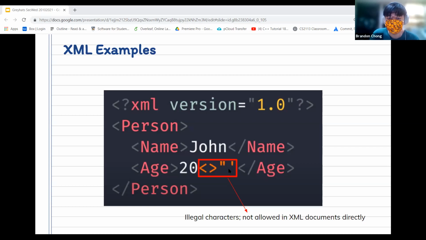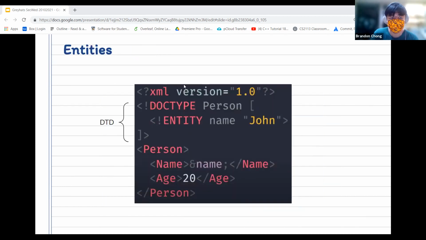The reason being is that they will obviously break the XML structure, and then when the parser tries to parse this, it will throw an error. So these special characters, the parser is not able to interpret whether they are part of the input or just a tag.